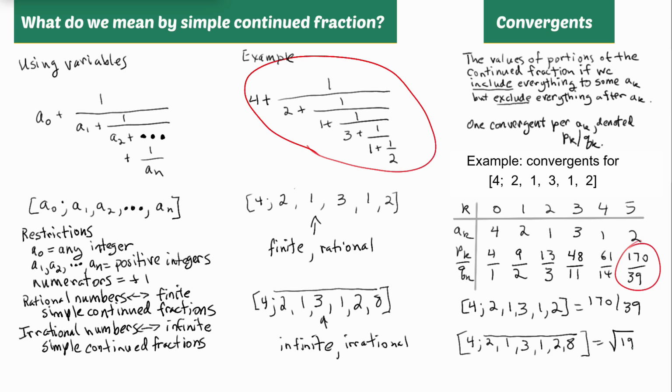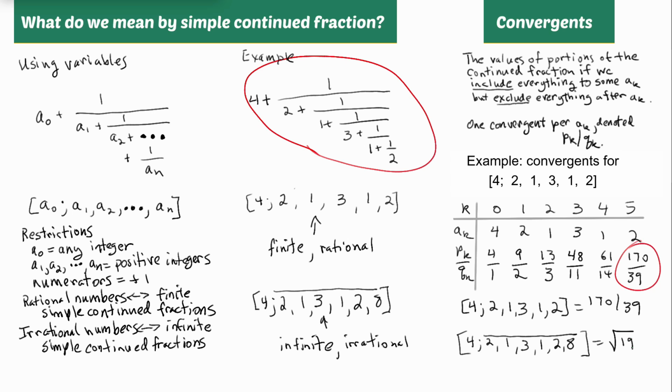We can't calculate an infinite number of convergents, so we can't keep going and eventually find some p over q that exactly equals the square root of 19. But each convergent gets closer. The convergents are rational approximations of the irrational number.